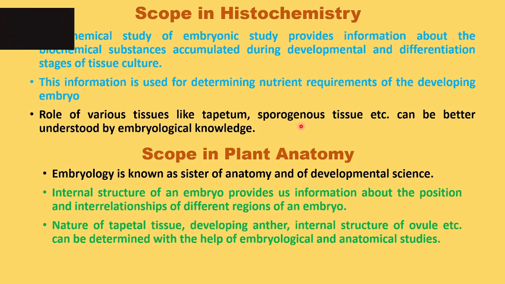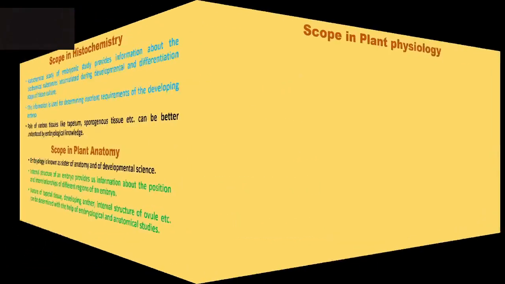Then the nature of tapetal tissue, that is part of anatomy, the developing anther, the internal structure of ovule, etc. can be determined with the help of embryological and anatomical studies. So both these branches are closely related. To get to know the role of any tissue, we should know the embryological data. For types of tissue, we should have the knowledge of anatomy. So these two go hand in hand.